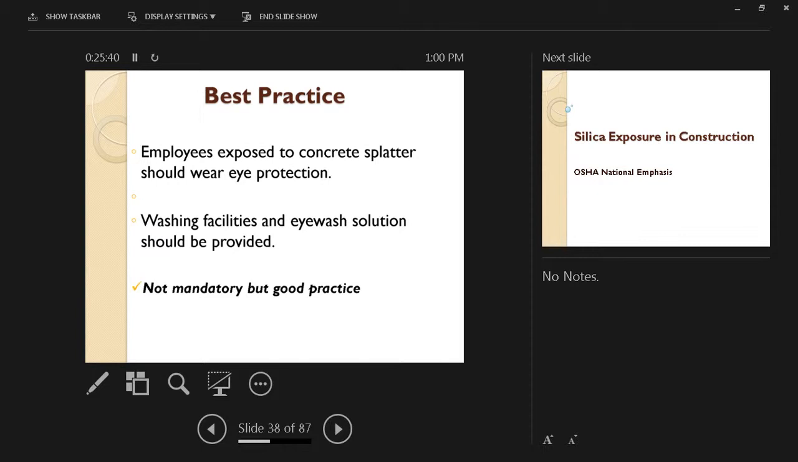Also, employees exposed to concrete splatter should wear eye protection because that can hurt the eyes. And in case of an injury from particles from concrete while pouring or placing it, washing facilities and eyewash solution should be provided. Again, this is not mandatory, but definitely this is good practice.